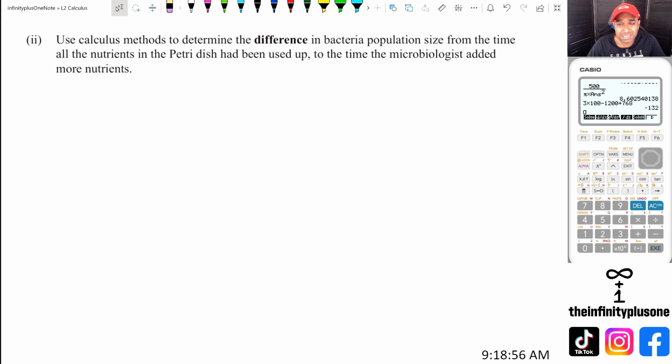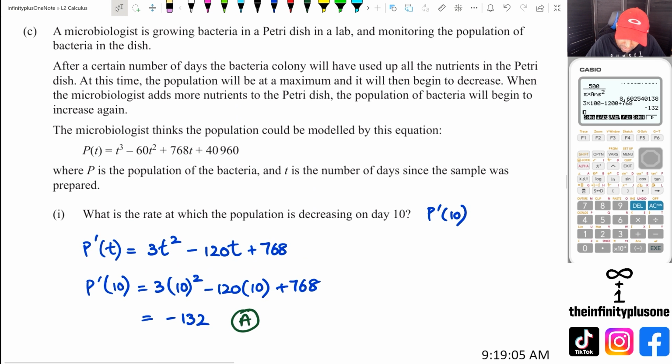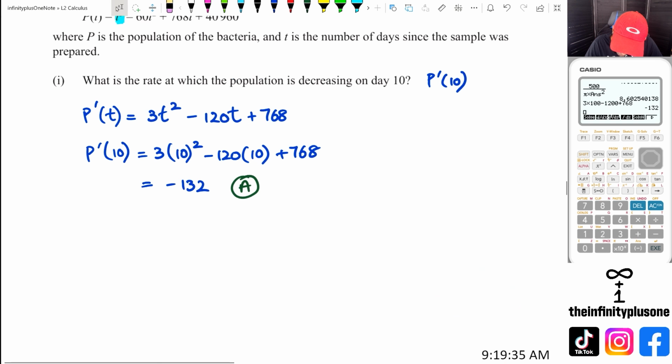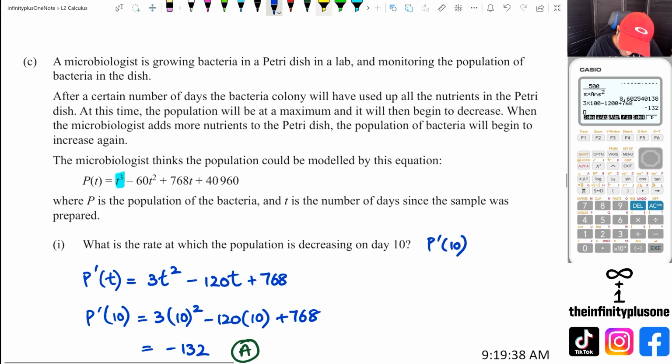Now, for this question here, what it's asking is it's asking for the difference of population change. So now, if we go back to the original equation, so I'm looking at the equation right here. This is a positive t cubed, so it's a positive cubic. So if you think about the graph, because it's a positive cubic, the graph is going to look something like this. And there is a point when it hits maximum. And I think that's what they talk about here. Population will be at maximum, and then it'll begin to decrease. So that's because they've used up all the nutrients.